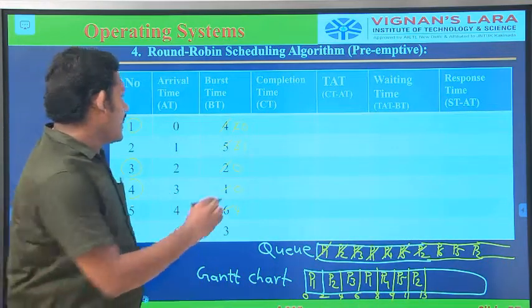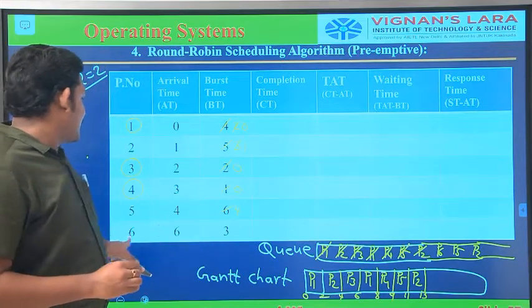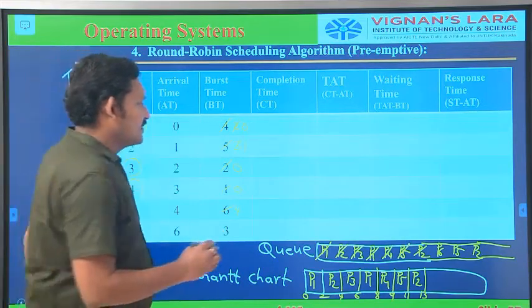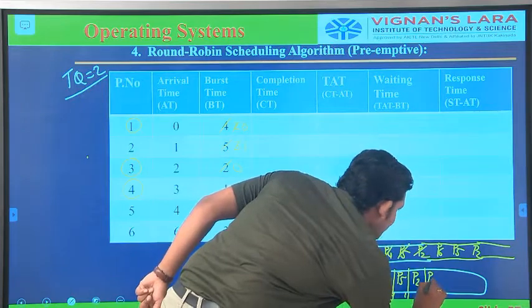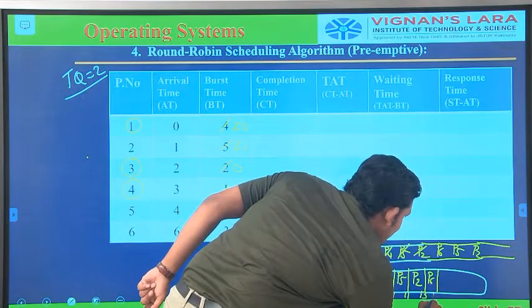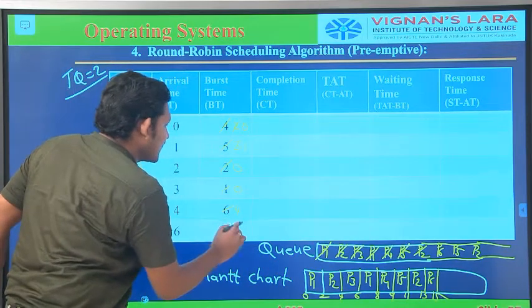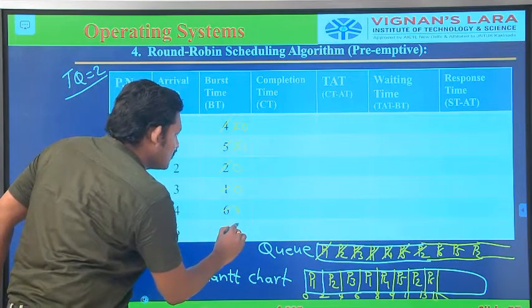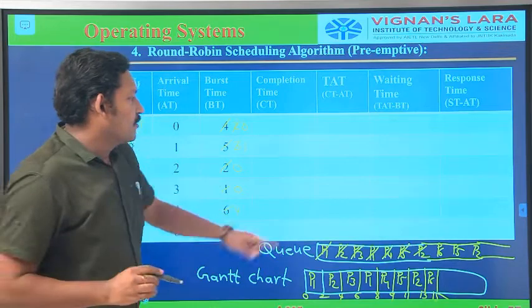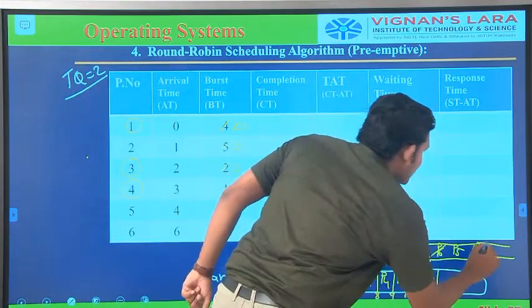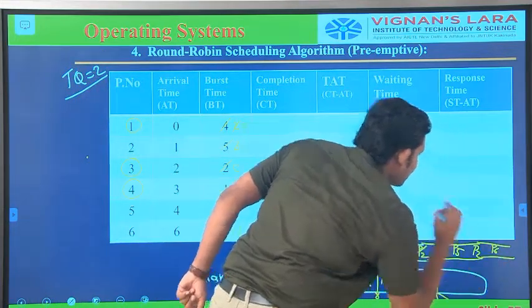So next we have P6. P6, its burst time is 3 seconds. We will execute for 2 seconds. So the remaining is 1. So P6 is finished for now. Again we will add P6 here.